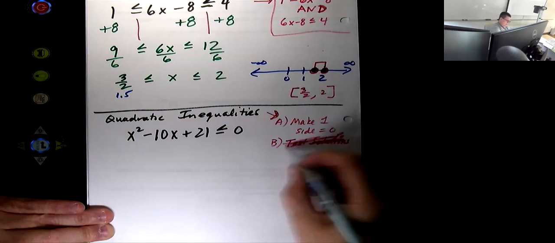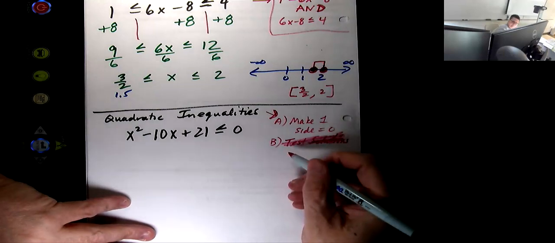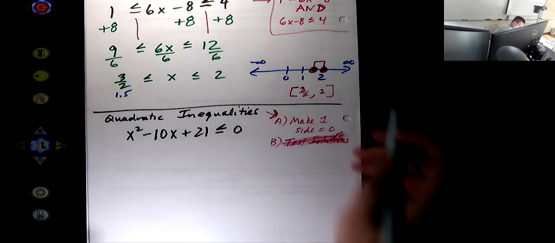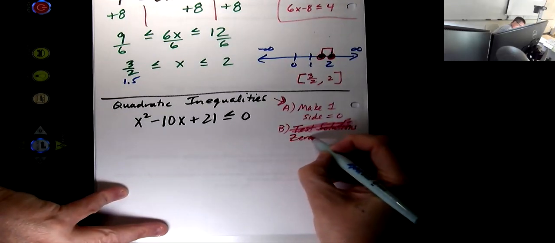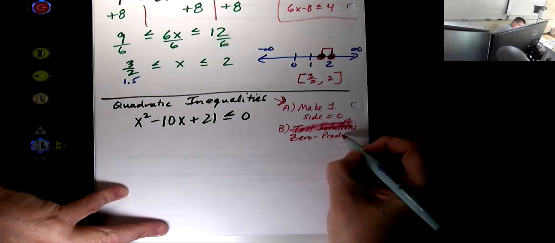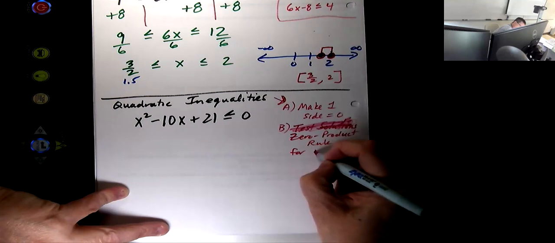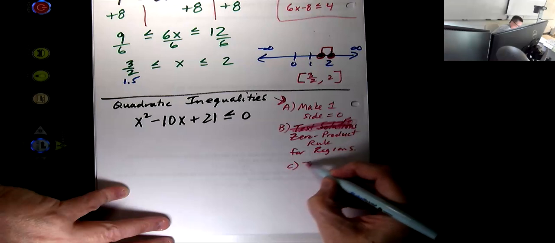Nope, I don't want to use the word test. What's the word they use for them here? Use the zero product rule to find boundaries, or find your regions. You'll see in a second. And then C, test the regions.